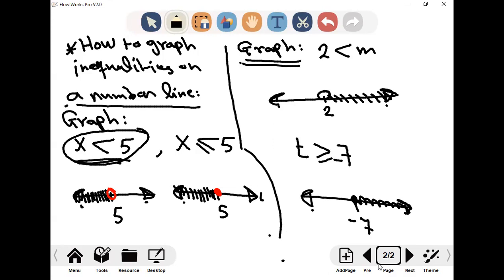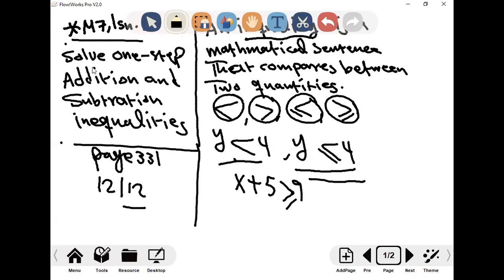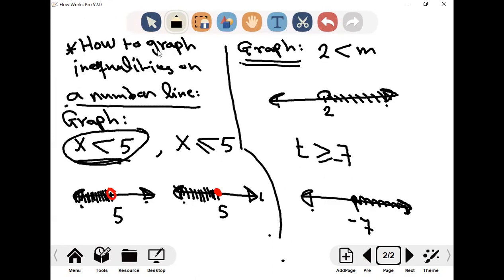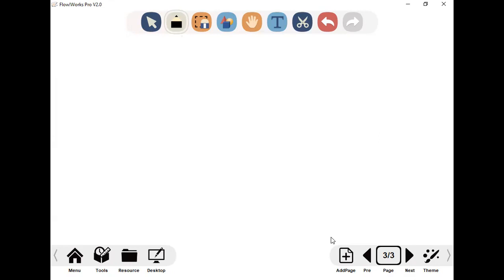Let's go to our title. What's the title? Solve one-step addition and subtraction of inequalities. Here we know what the inequality is, and here we know how to graph it on a number line. Now we will solve one-step addition and subtraction inequalities.